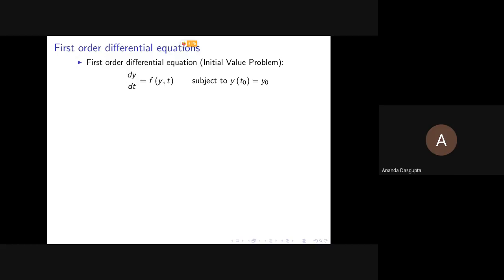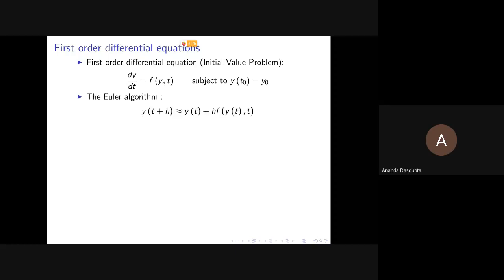Okay, so what we are going to discuss is a first order differential equation of the form dy/dt, which is given as a function of y and t. And this is subject to an initial condition. That's why it's called the initial value problem. At some initial time t0, y is given as y0. And you should be able to figure out what y is at a later time from this.